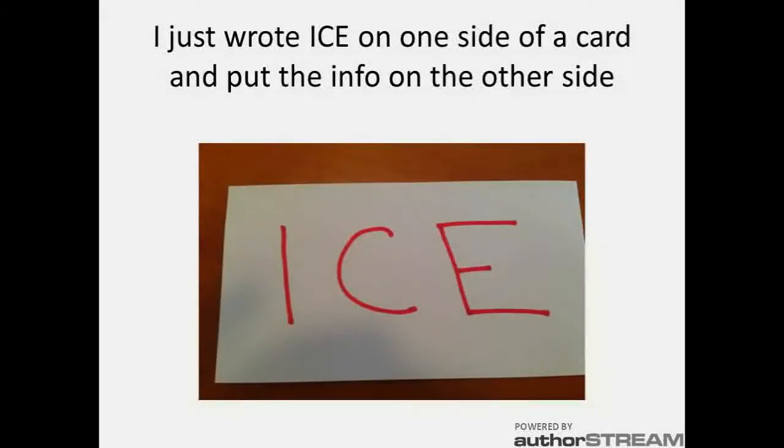And you can also be very low tech. I just wrote ICE on one side of a card, put the information on the other side. I then slipped it into the ID slot of my wallet with ICE facing out, wrapped around my insurance card. So don't worry if you go very low tech, but do write clearly if you handwrite it. Remember, the most important thing is that someone can actually read the information that you're putting out there.